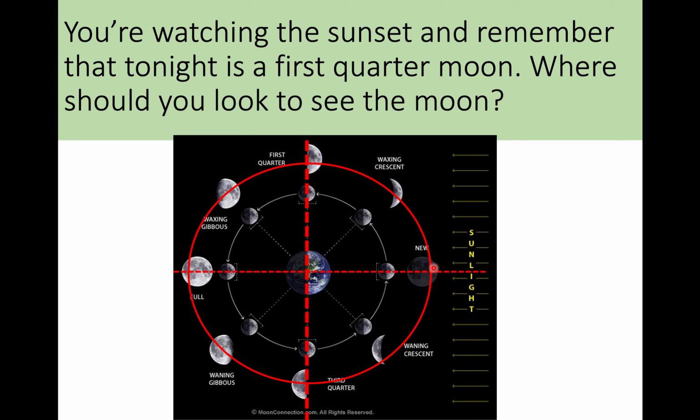Meaning that if the sun had just set, it's about a quarter of a circle away, which means if the sun is set, that's on our horizon, that first quarter moon is going to be directly over our heads. So you would have to look straight up as you're watching the sunset to see that first quarter moon, because the first quarter moon is going to be 6 hours offset from the sun. So it would be high in the sky at that time.